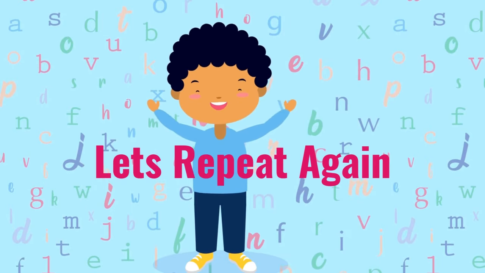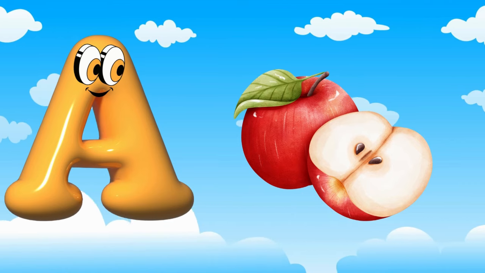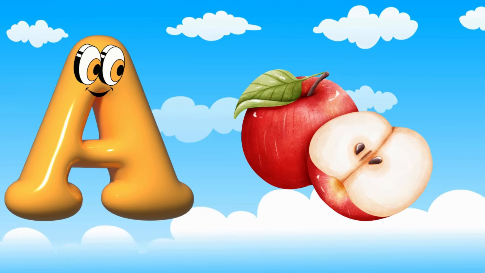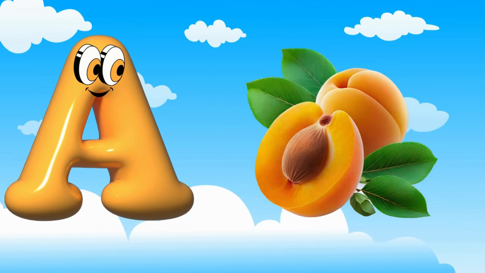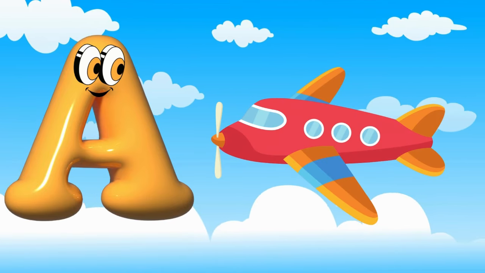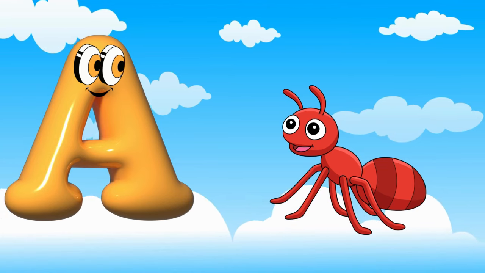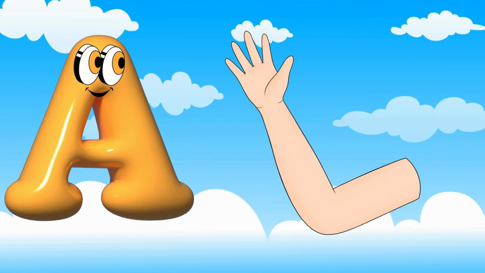Let's repeat again. A for apple. Say it with me. Apple. Apple. Well done. A for apricot. Say apricot. A for aeroplane. Say aeroplane. A for ant. Say it with me. Ant. A for arm. Arm.